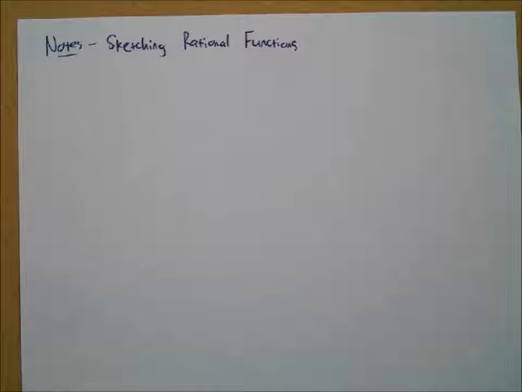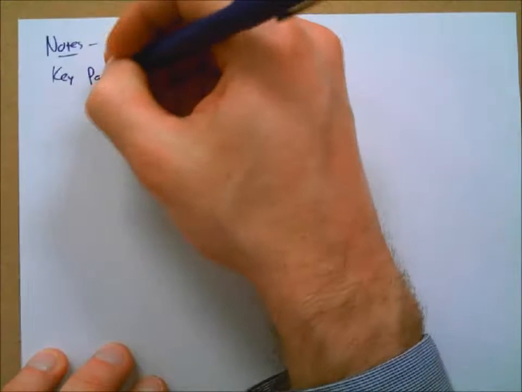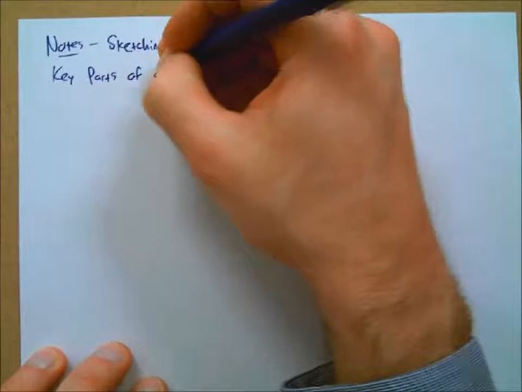All right. So when it comes to graphing rational functions, there is a list of things that I want us to be able to identify. I'm going to list those things out. Here are the key parts that I want us to be able to go through. So we'll say key parts of a rational function.